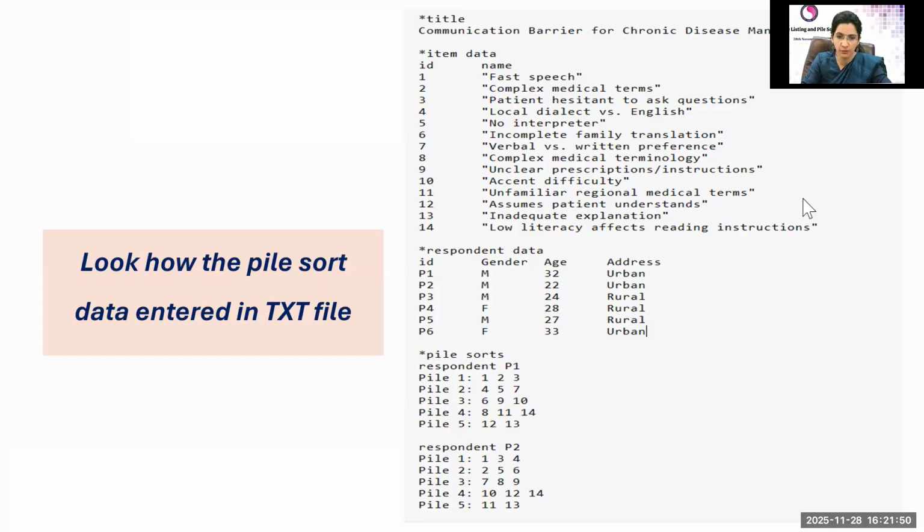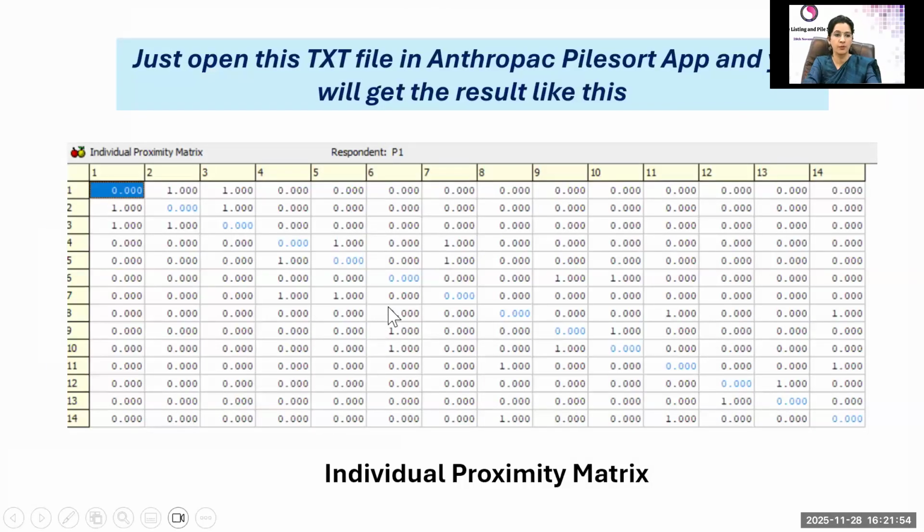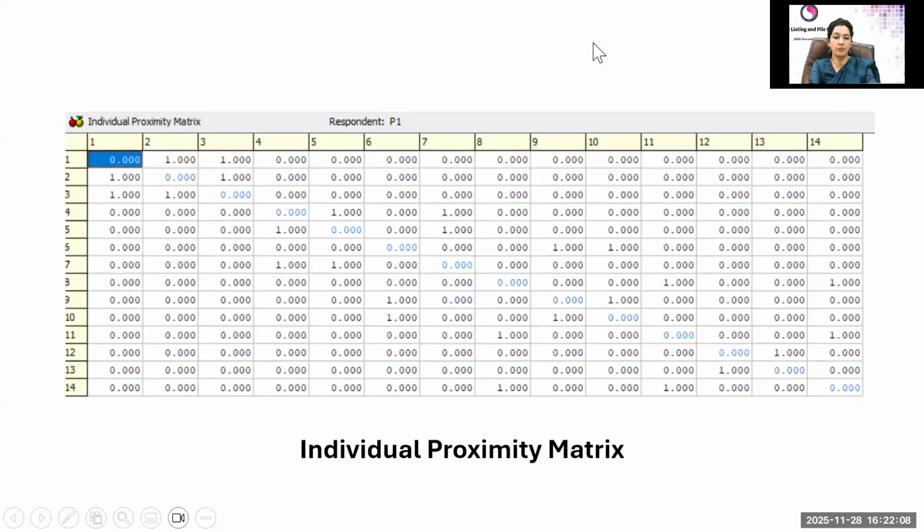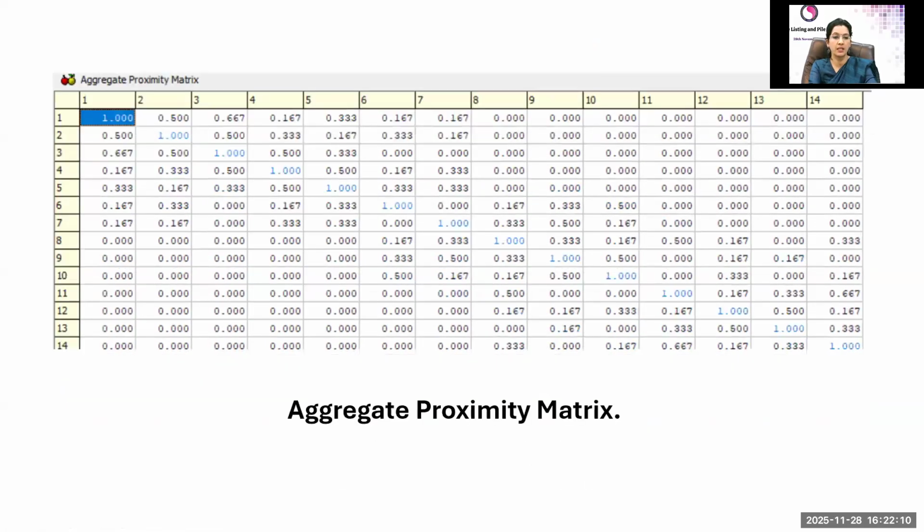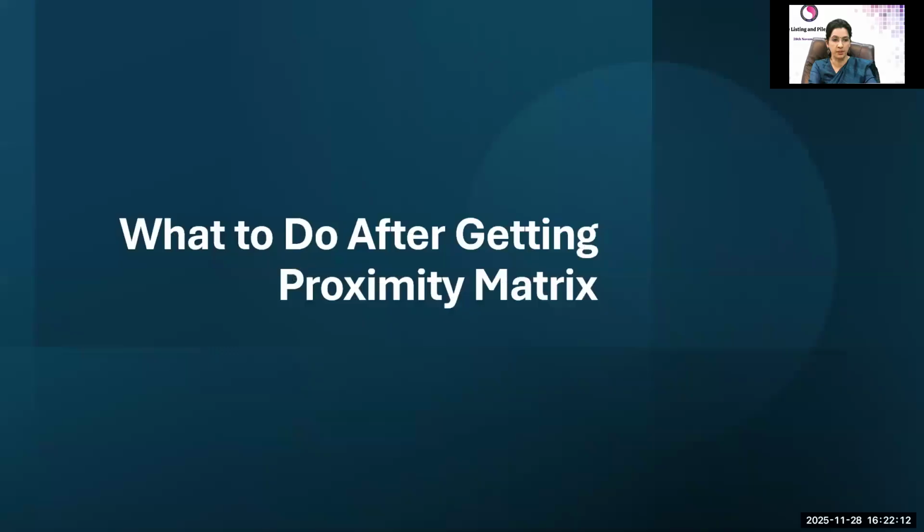You see, and you just emulate the way it's been done. So if you open the txt file in the Anthropack pile sort app, because Anthropack has got a free list app also, Anthropack has got a pile sort app also. So you need to open the Anthropack pile sort app. It will give you an individual proximity matrix and it will give you an aggregate proximity matrix.